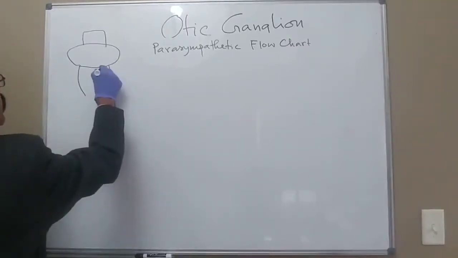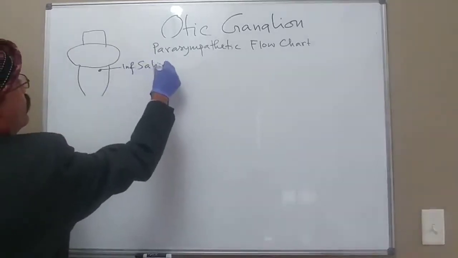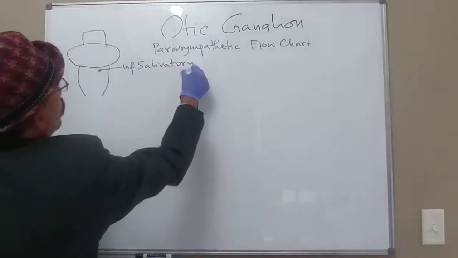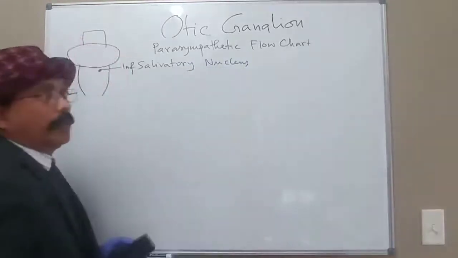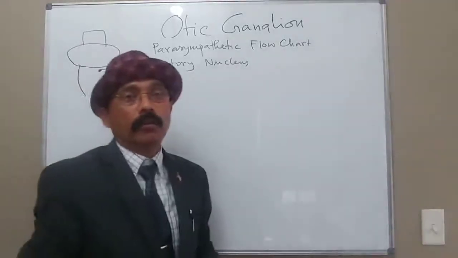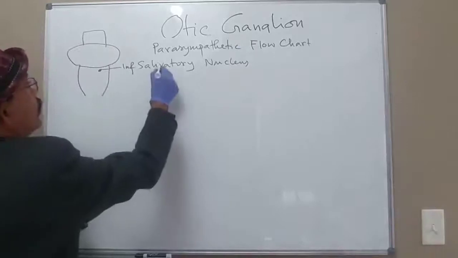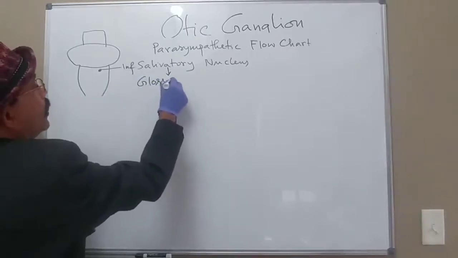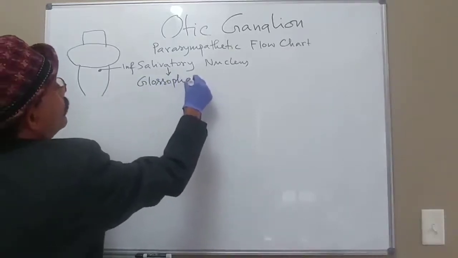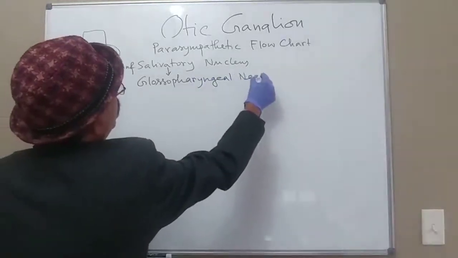and this is the inferior salivatory nucleus. It is in the upper part of the medulla oblongata, close to the pons medulla oblongata junction. And from there, fiber will go to the glossopharyngeal nerve or ninth cranial nerve.